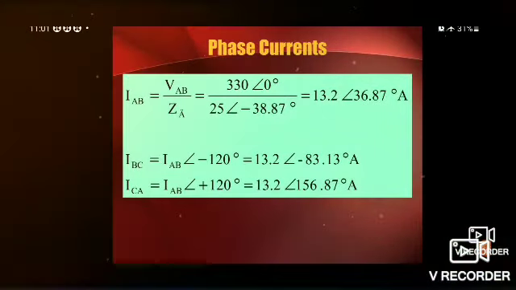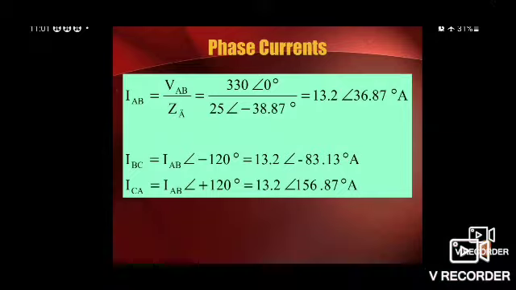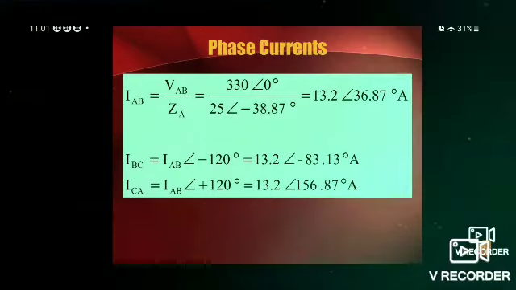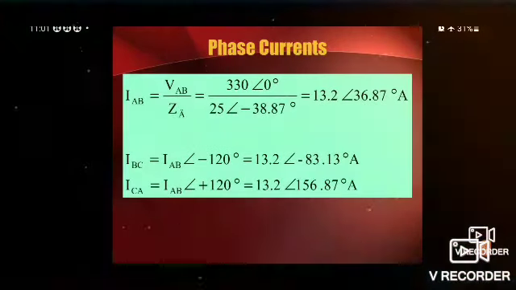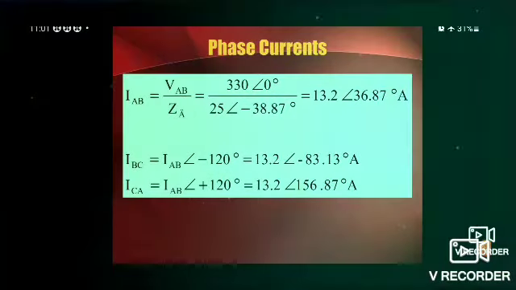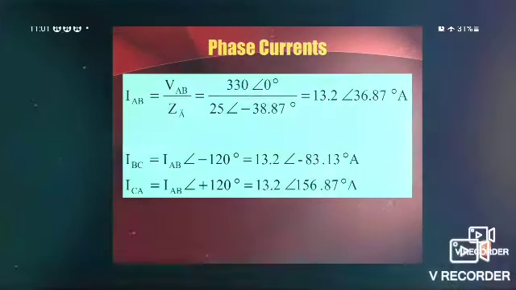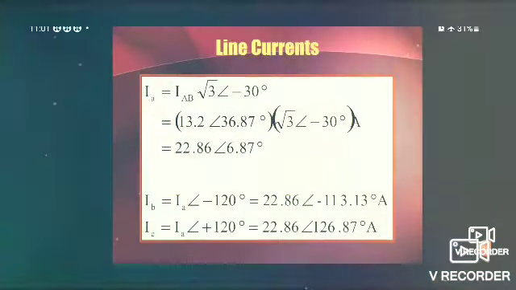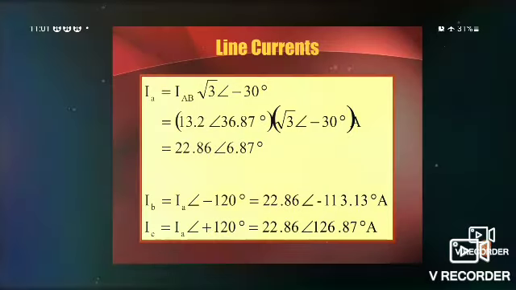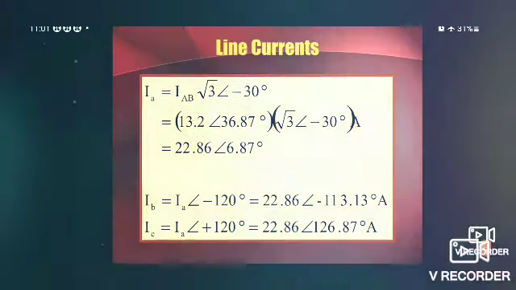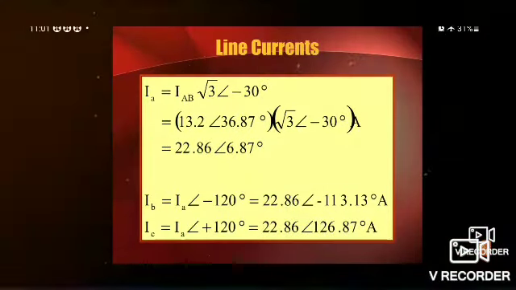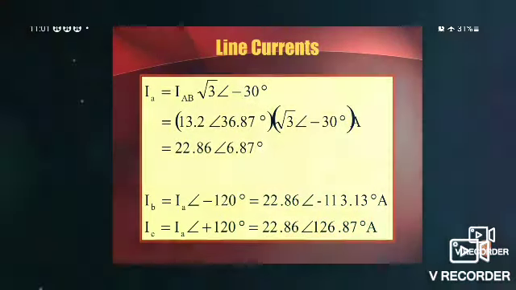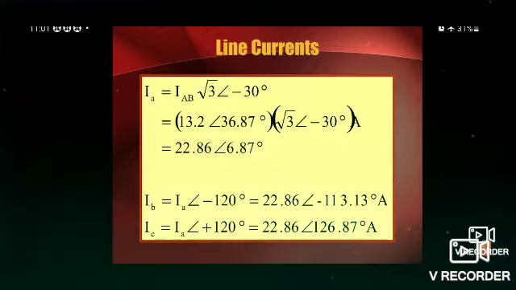Now by using the formula IAB equals VAB by ZA, then find out the value of IBC and ICA. So the answer is 13.2 with angle 36.87 degrees for IAB. Then IBC is 13.2 with angle minus 83.13 degrees, and ICA is 13.2 with angle 156.87 degrees. Then the line currents IA, IB, IC. By using the formula, we can find out the value of IA, IB, IC. The answer is 22.86 with angle 6.87 degrees, 22.86 with angle minus 113.13 degrees, and 22.86 with angle 126.87 degrees for IC.